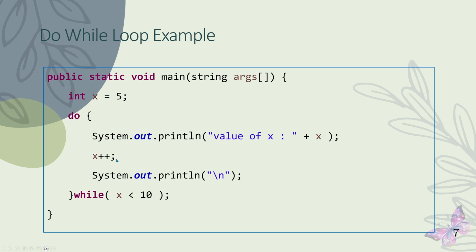Now here is the increment value x plus plus. That means x value will be increased by 1. Then this \n means the next line. And what is the condition? Here we put the condition while x is less than 10. That means this loop will always print x value and increment the x value until x is less than 10.